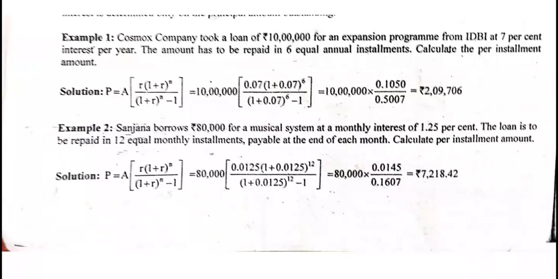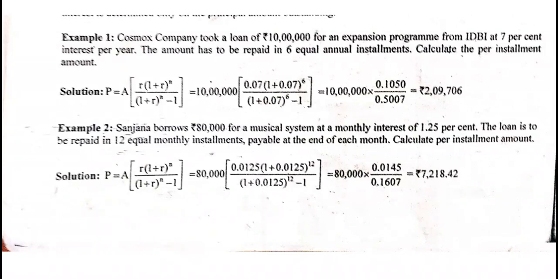Cosmos company took a loan of rupees 10,000 for an expansion program from IDBI at 7% interest per year. The amount has to be repaid in 6 equal annual installments. Calculate the per installment amount. They have taken a loan from IDBI bank at 7% rate of interest, to be paid in 6 equal annual installments. We need to calculate the per year installment. So how do we do this?